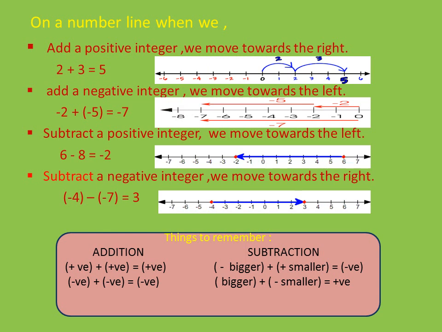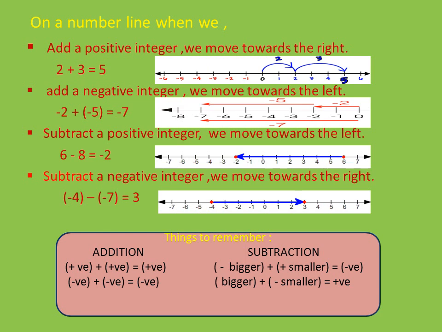Now in class 7, you have to add or subtract directly without using the number line. In that case, you have to remember two very important things. The first, if the two numbers have the same sign, either positive or negative, then add the two numbers and give the common sign. As you can see here, when two positive numbers are added, we get the positive sign, and when two negative numbers are added, we get the negative sign.